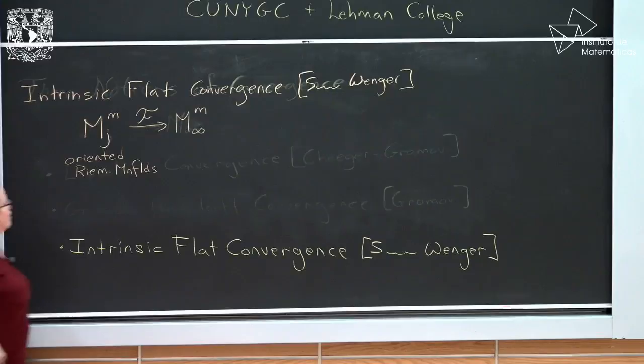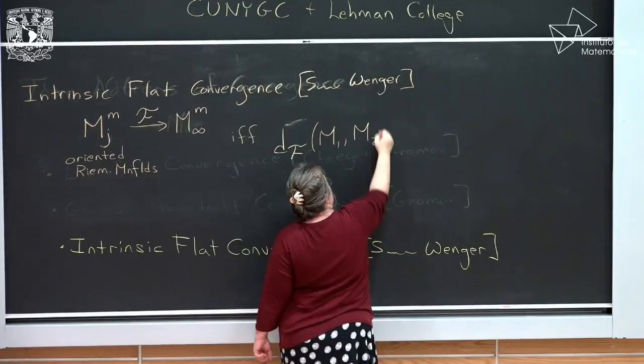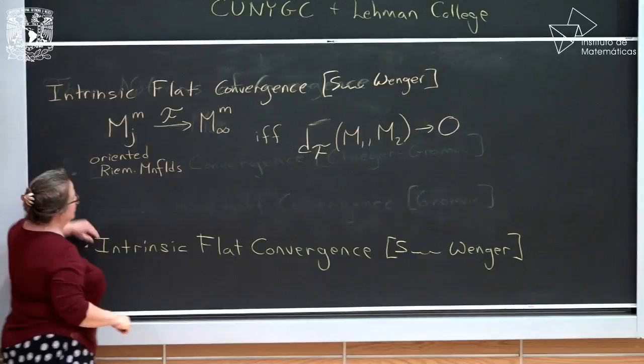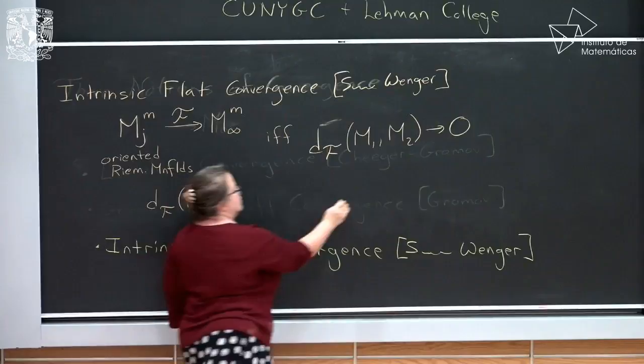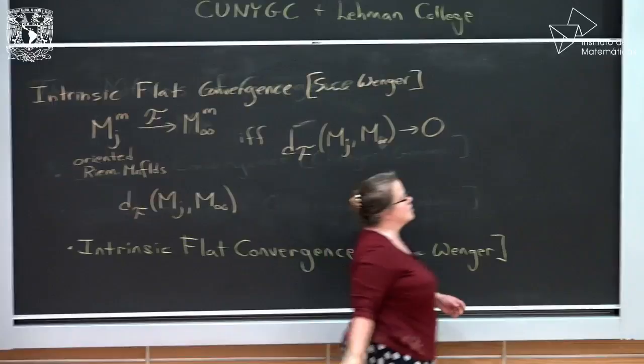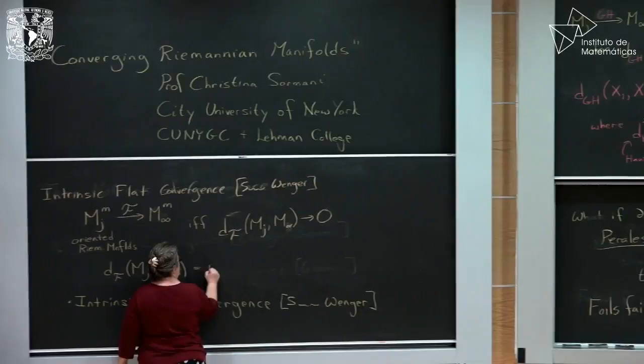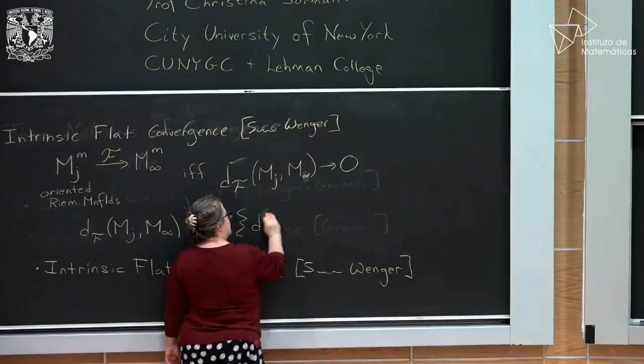if the intrinsic flat distance between M_j and M_infinity goes to zero. This is the intrinsic flat distance between M_j and M_infinity. It's going to be very different from the Gromov-Hausdorff distance. So here, the Gromov-Hausdorff distance said, take infimum distances. So we're going to also take an infimum. So we'll take an infimum of flat distances in Z between images.